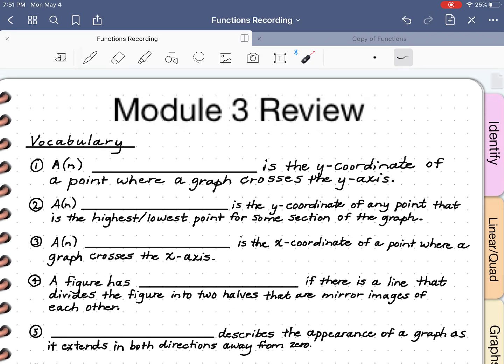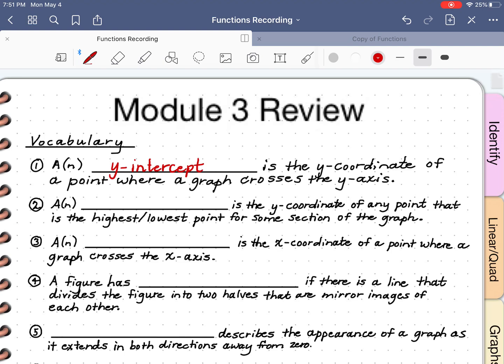Hello again. This is the Module 3 review. This is page 55 in your workbook. A blank is the y-coordinate of a point where a graph crosses the y-axis. And if you've tried these before, go ahead and check them. This is the y-intercept. Crosses the y-axis.